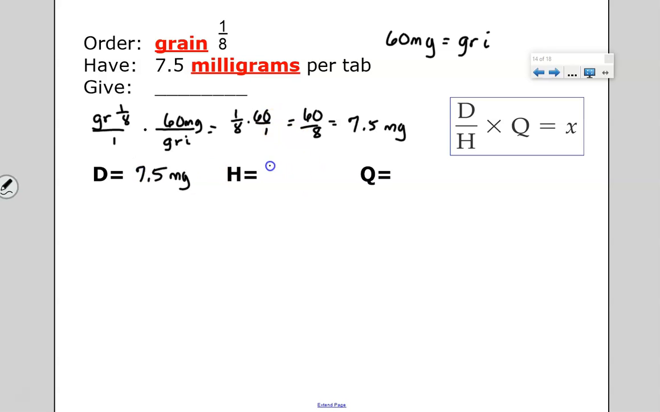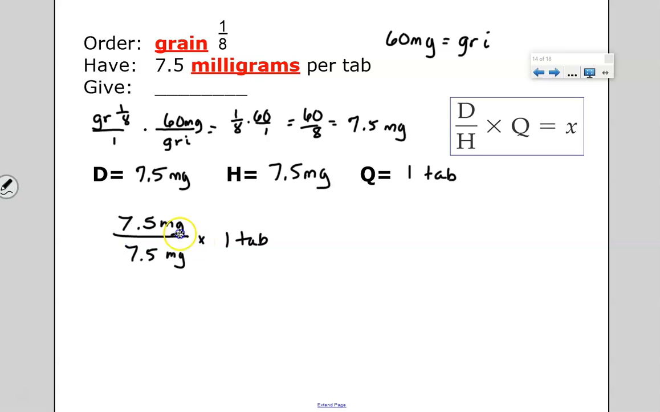What we have on hand is 7.5 milligrams, and the quantity per tablet means per 1 tablet. So if I set up my dosage formula, 7.5 milligrams is my dose. What I'll have on hand is 7.5 milligrams, and times 1 tablet. Now, if you look at this one, you end up having 7.5 divided by 7.5, which is just 1, times 1. So the answer is 1 tablet.